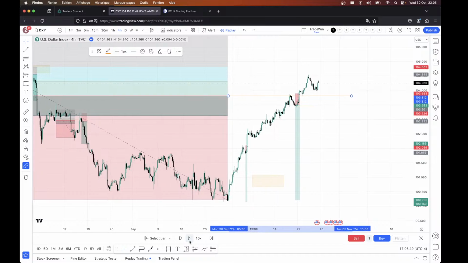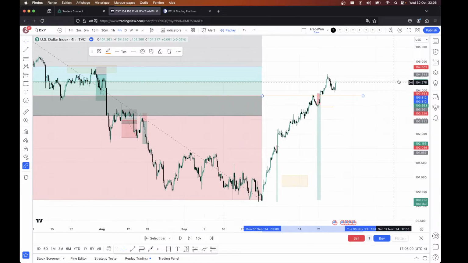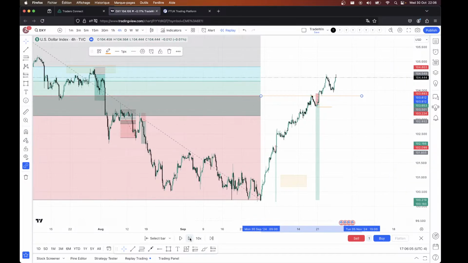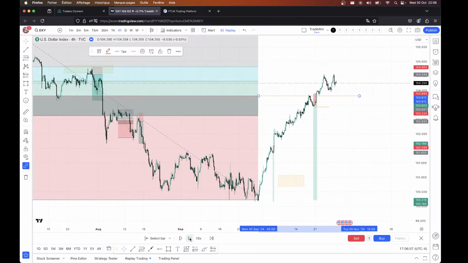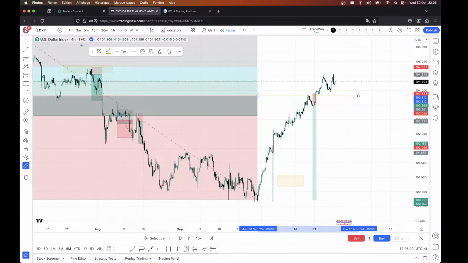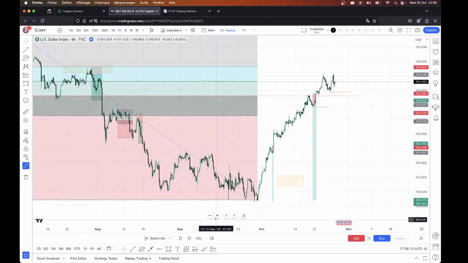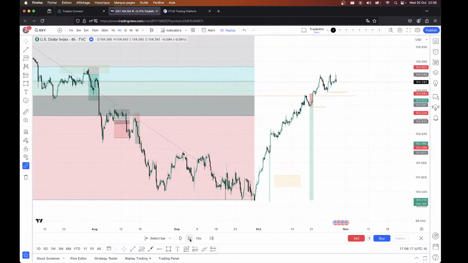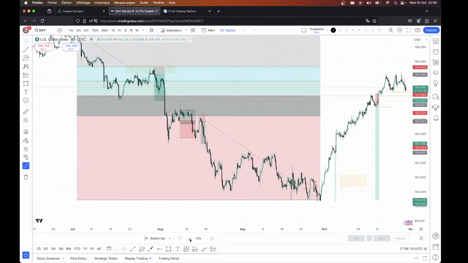Okay, up, up, up. You might think that this is enough to go. That's your choice. You could. You're free to do whatever you want. But for me, the best entry is that we are waiting for a break of structure to confirm that we want to go short. That's the best possible entry.